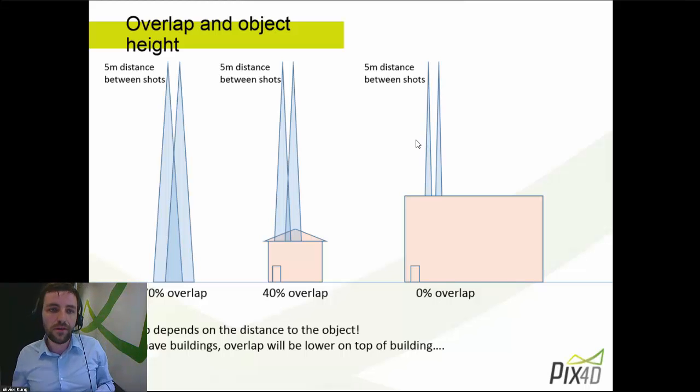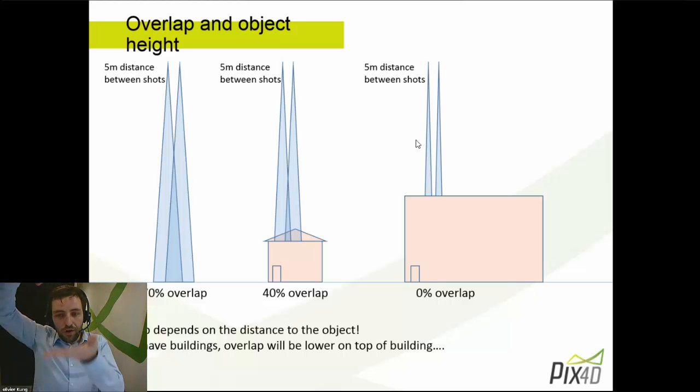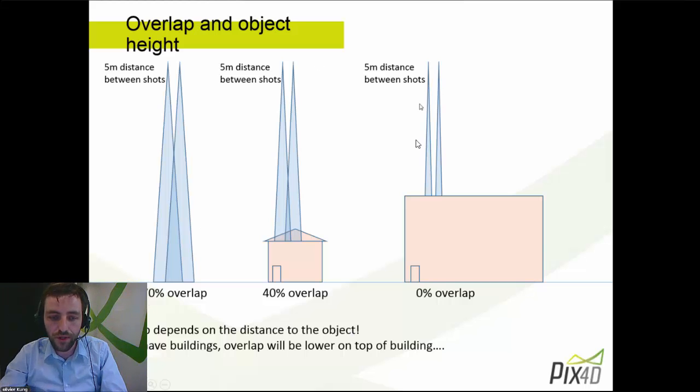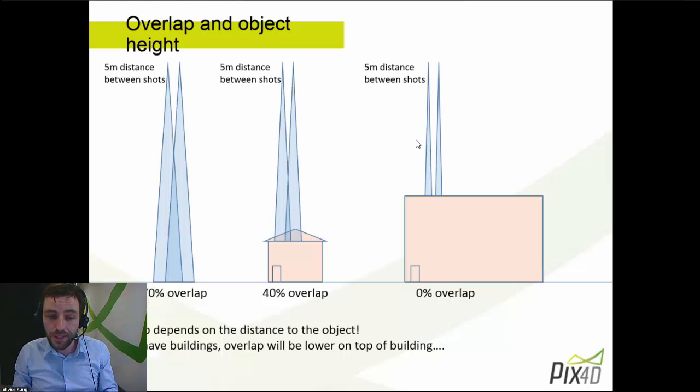Now, a small trick on overlap is that overlap depends not only on the distance between the images, but also on the altitude of the object. So basically, the distance between the camera and the object you're trying to shoot. If you fly at the same altitude with the same distance between each image, which is what the Pix4D Mapper app is doing by default, if everything is very flat, you'll have high overlap everywhere.